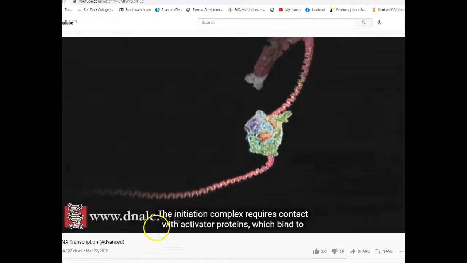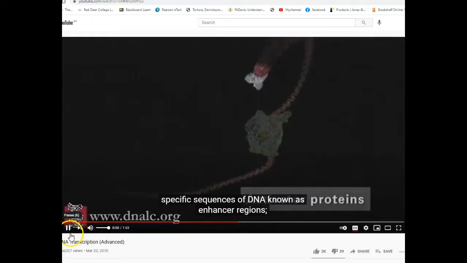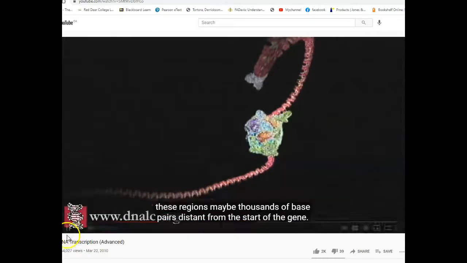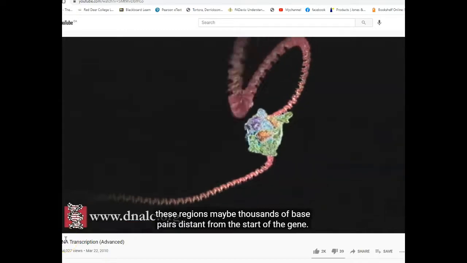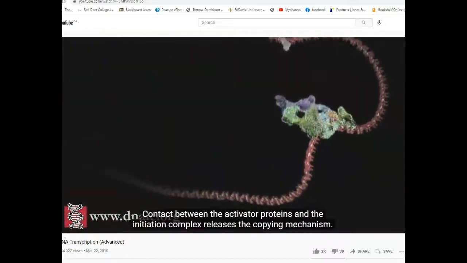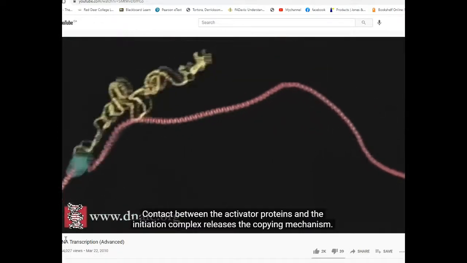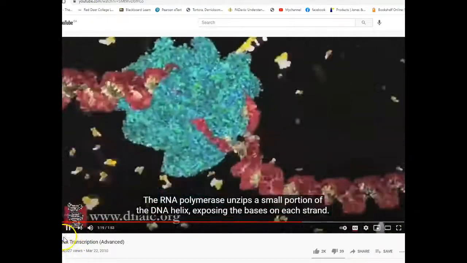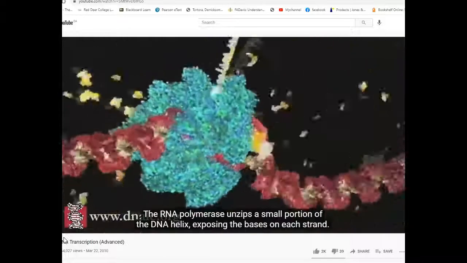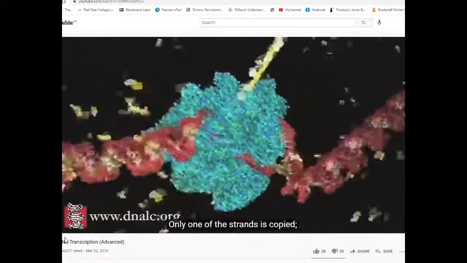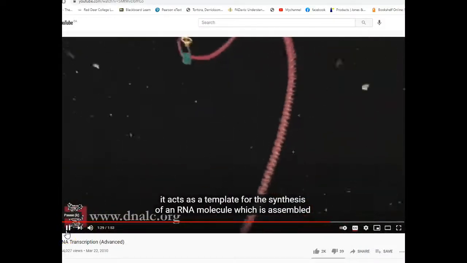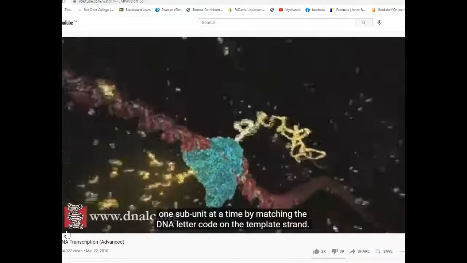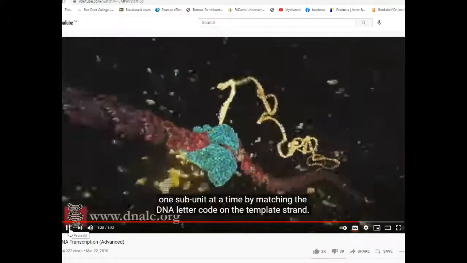The initiation complex requires contact with activator proteins, which bind to specific sequences of DNA known as enhancer regions. These regions may be thousands of base pairs distant from the start of the gene. Contact between the activator proteins and the initiation complex releases the copying mechanism. The RNA polymerase unzips a small portion of the DNA helix, exposing the bases on each strand. Only one of the strands is copied. It acts as a template for the synthesis of an RNA molecule, which is assembled one subunit at a time by matching the DNA letter code on the template strand.